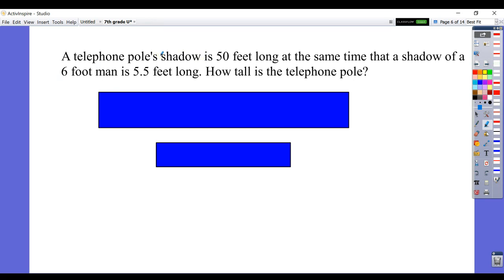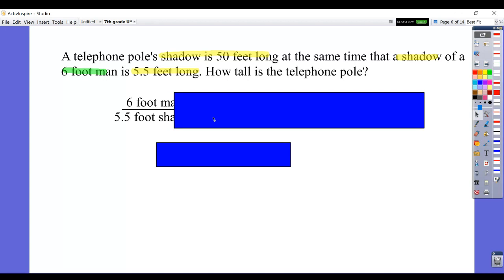So the telephone pole shadow is 50 feet long, and the shadow of the 6-foot man is 5.5 feet long. So the shadow is 5.5 feet long for the man. The telephone pole shadow is 50 feet long. The man's height is 6 foot. That's important to be sure that we have that correct so we can set it up correctly.